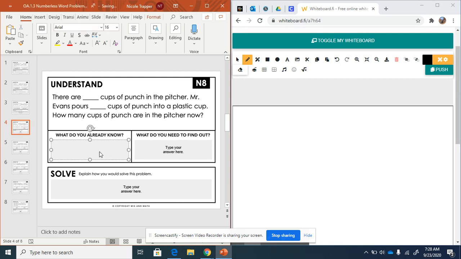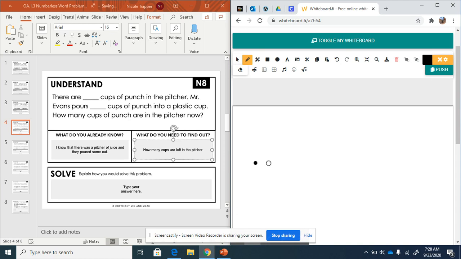There are blank cups of punch in a pitcher. Okay, so I'm visualizing a pitcher with some juice in it. Mr. Evan pours out some cups of punch into a plastic cup. So I know that there was a pitcher of juice and they poured some out. And then the question says, how many cups of punch are in the pitcher now? So I need to figure out how many cups are left in the pitcher.